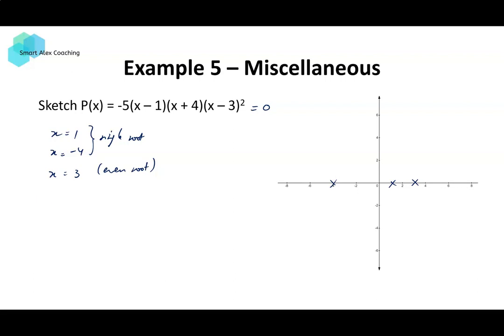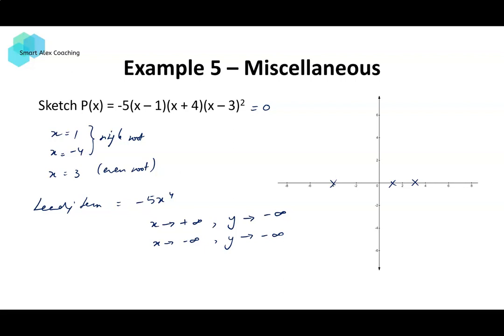Now let's look at the leading term for this one. The leading term for this polynomial is going to be minus 5x to the power 4. That means when x approaches positive infinity, y will approach negative infinity. As x approaches negative infinity, y will still approach negative infinity. And this is due to the negative effect of the coefficient of the leading term.